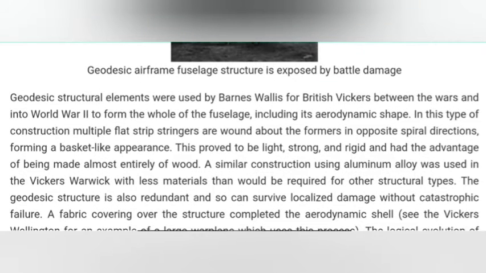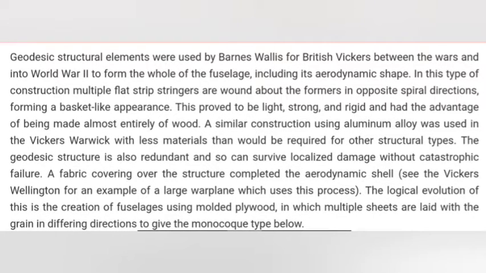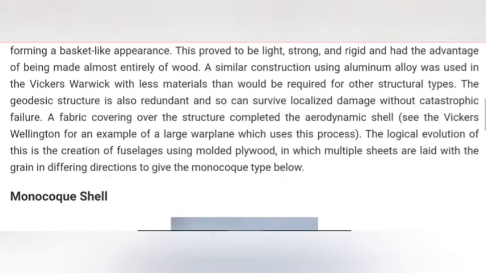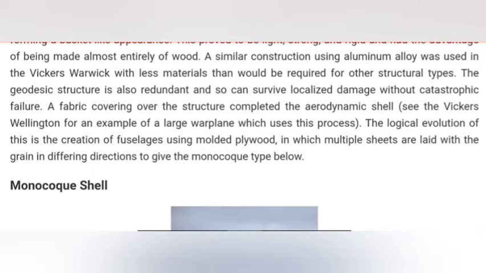In this type of construction, multiple flat strip stringers are wound about the former in opposite spiral directions, forming a basket-like appearance. This proved to be light, strong, and rigid, and had the advantage of being made almost entirely of wood. A similar construction using aluminum alloy was used in the Vickers Warwick with less material than would be required for other structural types. The geodesic structure is also redundant and so can survive localized damage without catastrophic failure. A fabric covering over the structure completed the aerodynamic shell. See the Vickers Wellington for an example of a large warplane which uses this process.